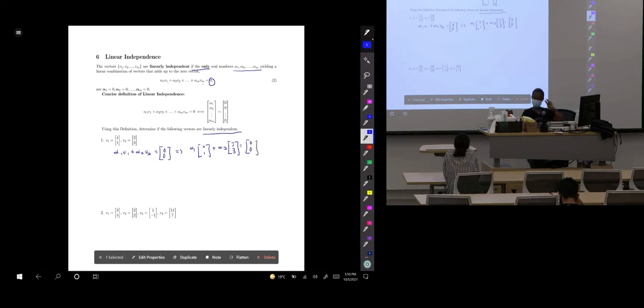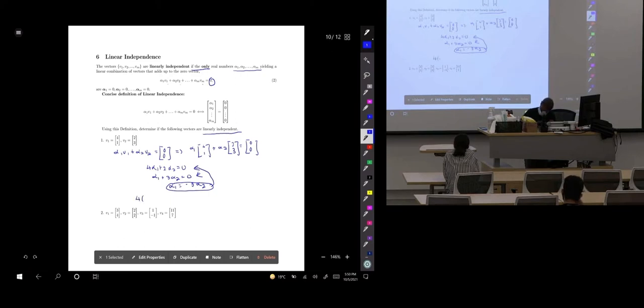So this gives us two sets of equations, right? The first one being 4 alpha 1 plus 2 alpha 2 is equal to 0. The second one being alpha 1 plus 3 alpha 2 is equal to 0, right? And so using the second equation here, we can solve for alpha 1 as being equal to minus 3 alpha 2, right?